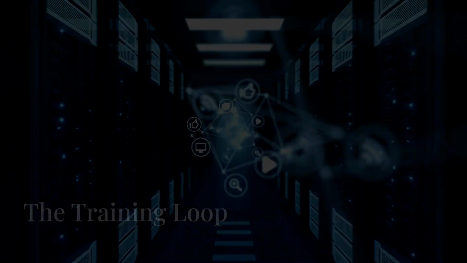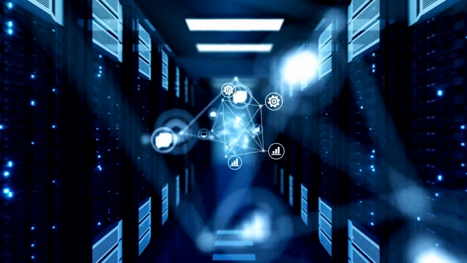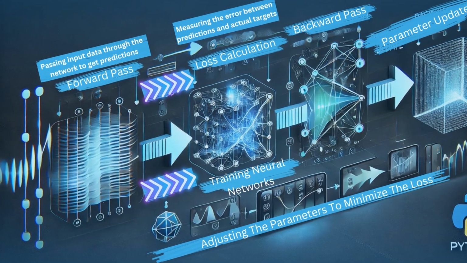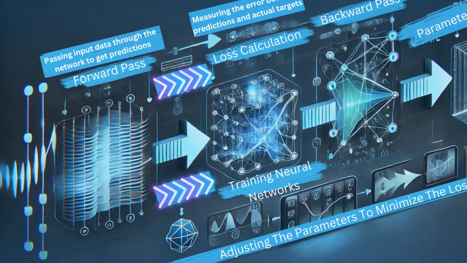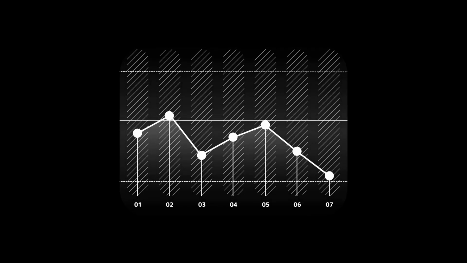The training loop. The network iteratively learns from the data. Forward pass, loss calculation, backward pass, and parameter update. Repeat for multiple epochs. Monitor loss to track progress. A steady loss decrease indicates effective learning.